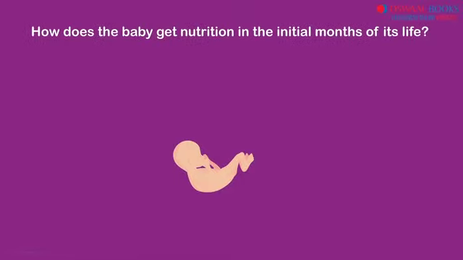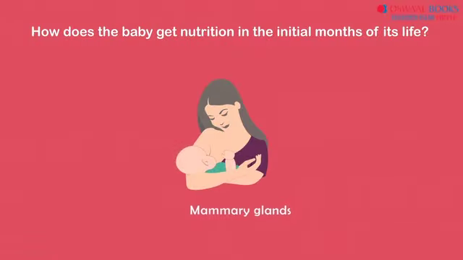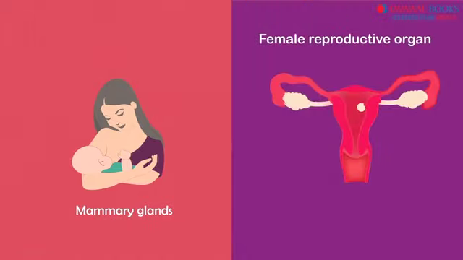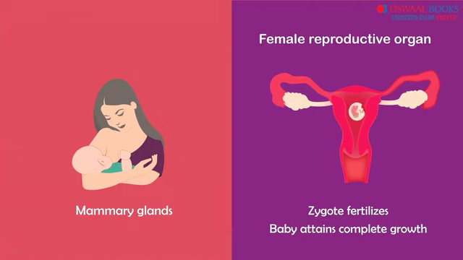How does the baby get nutrition in the initial months of its life? Yes, the mammary glands are also a part of the reproductive system. These provide nutrition in the form of milk post-birth. Thus, the female reproductive organ is the site where the zygote fertilizes. It is also the place where the baby attains complete growth to live as a new individual. With this, we complete the chapter reproduction, and we hope you had fun learning it.